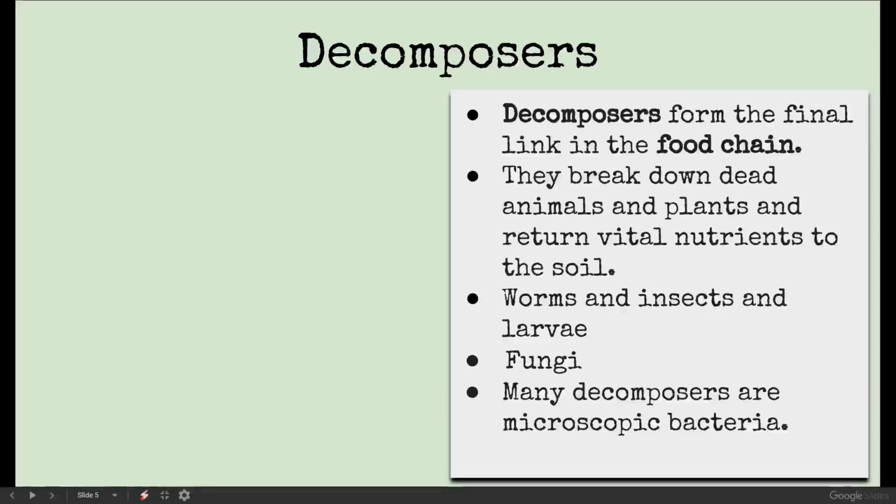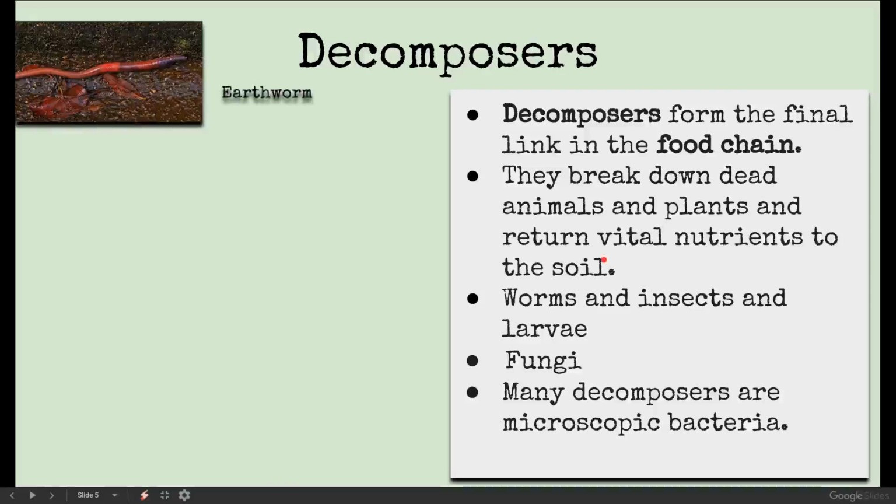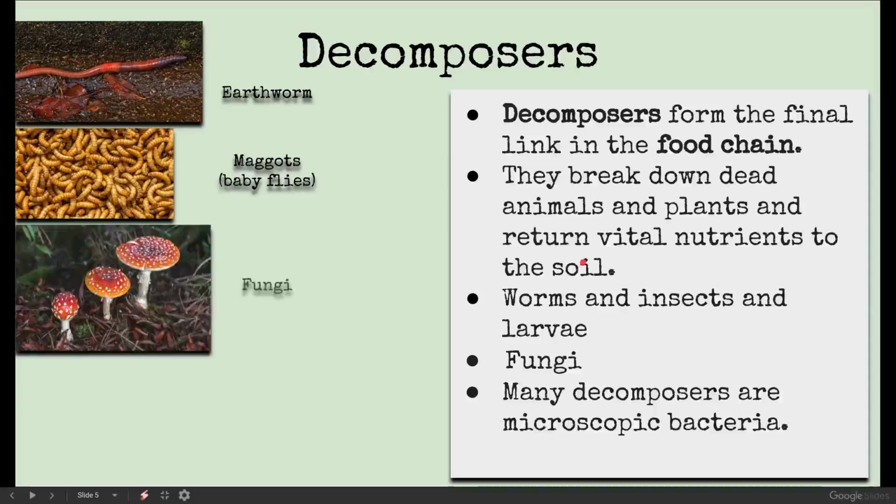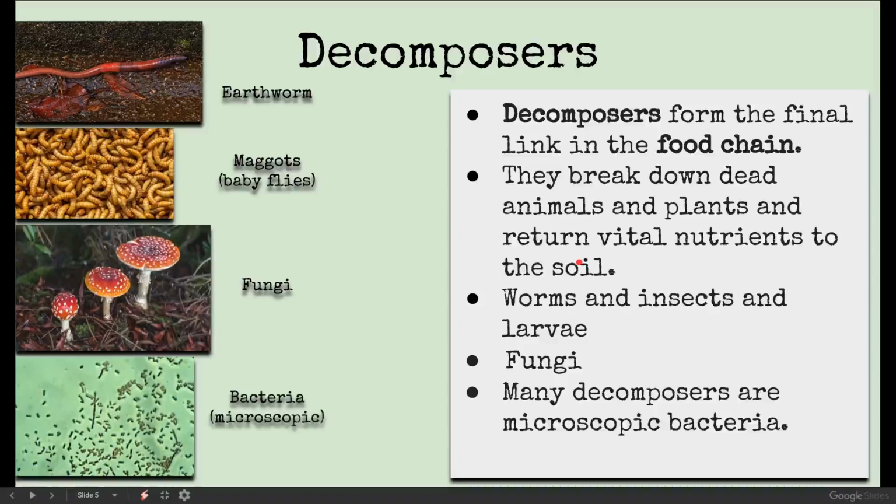Decomposers. Decomposers form the final link in the food chain. They break down dead animals and plants and return vital nutrients to the soil. Vital means important. Worms and insects and larvae are kinds of decomposers, like this. Maggots are baby flies. Fungi, like mushrooms, are decomposers, but many decomposers are microscopic bacteria, and you have to see them with a microscope. And that's a picture of what that could look like.